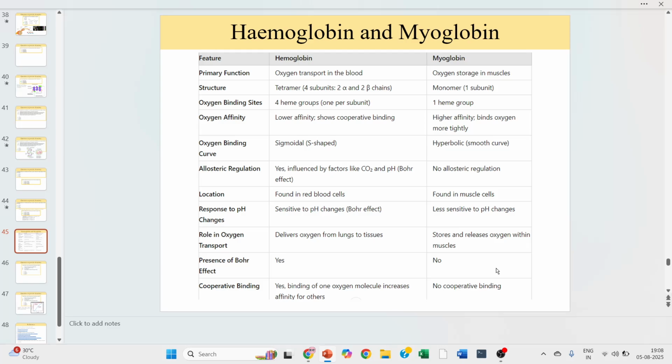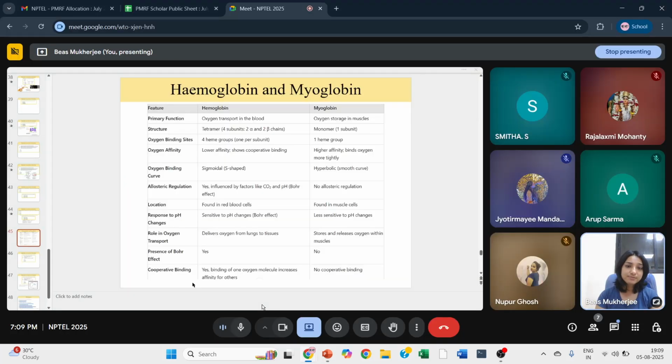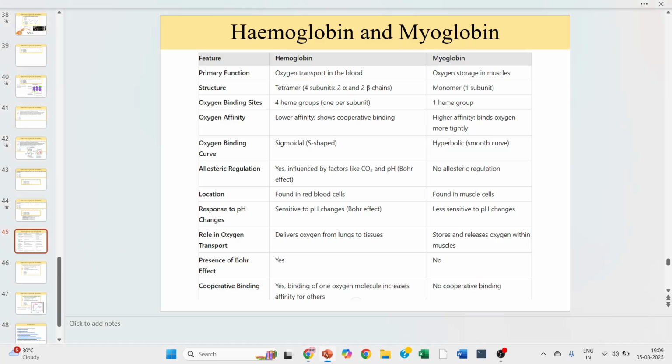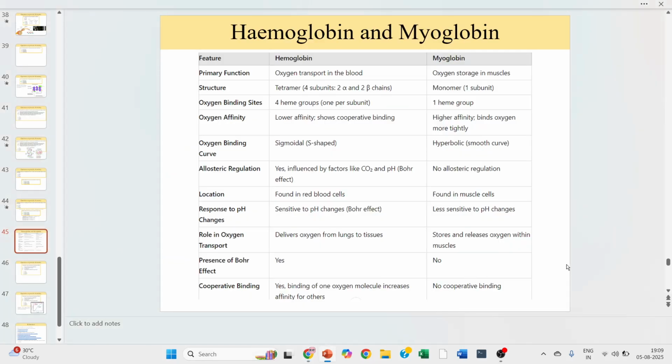Right. Now this is some difference between hemoglobin and myoglobin. I will not go into this. You can go through this by yourself. So we already know some of these. Hemoglobin transports oxygen in blood and myoglobin helps in storage. Hemoglobin is made up of 4 different monomers. Myoglobin is a single monomer. So there are different things. Hemoglobin works by cooperativity. Myoglobin does not. These are the differences that you can go through.